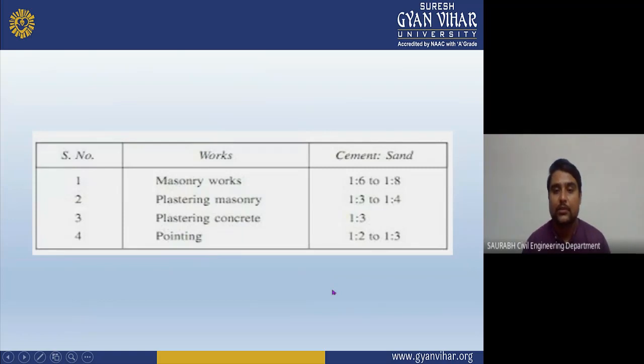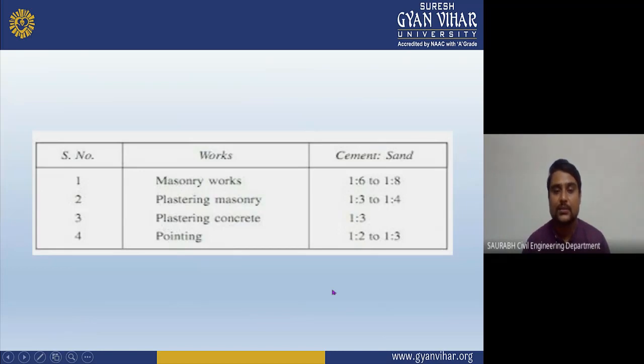Now we will see what is the ratio of cement and sand in the different kinds of mortar work. First one is given here, masonry work. For masonry work, you have to take the ratio of cement and sand between 1 to 6 to 1 to 8, where 1 is the part of cement and 6 is the part of sand, and same as 1 is the part of cement, and 8 is the part of sand.